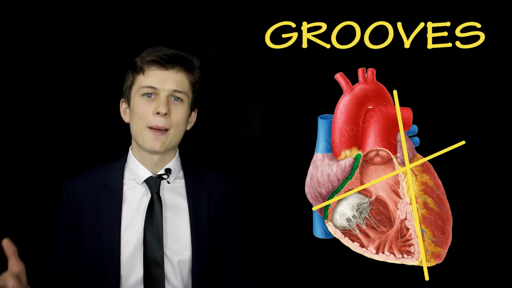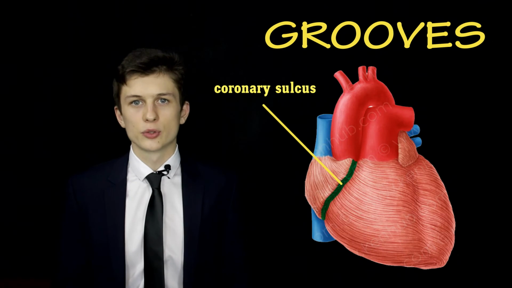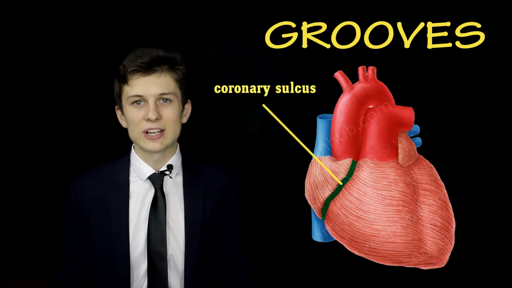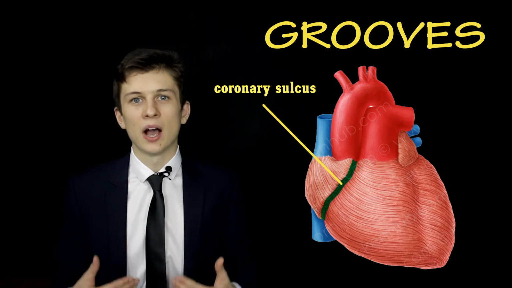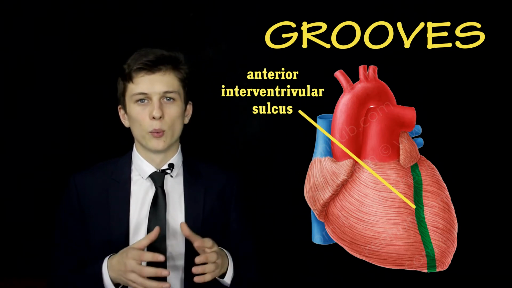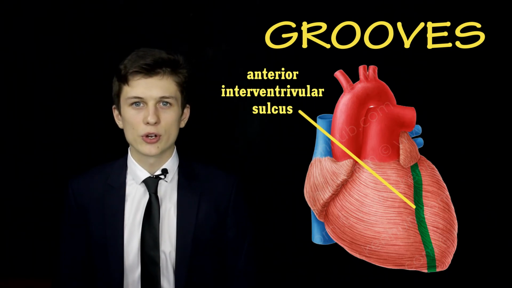The heart is a hollow structure. On the interior it is divided into the four chambers. This division creates grooves on the surface of the heart. These are known as sulci. There are four main grooves. The coronary sulcus is between the atria and the ventricles in front and behind. The anterior interventricular sulcus is between the right ventricle and the left ventricle in front.